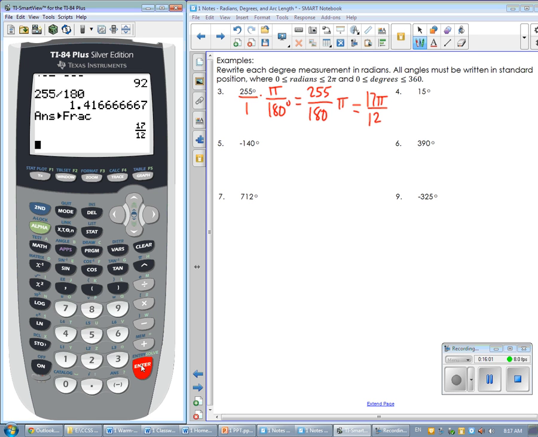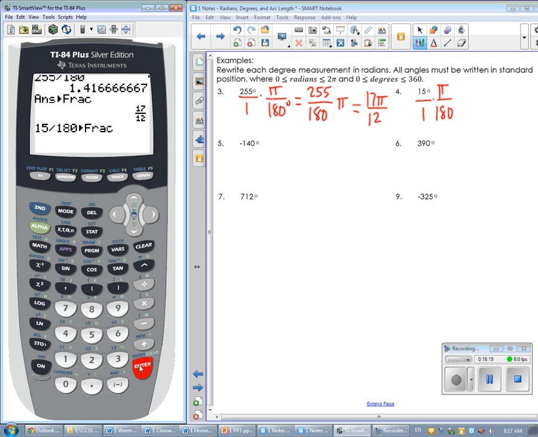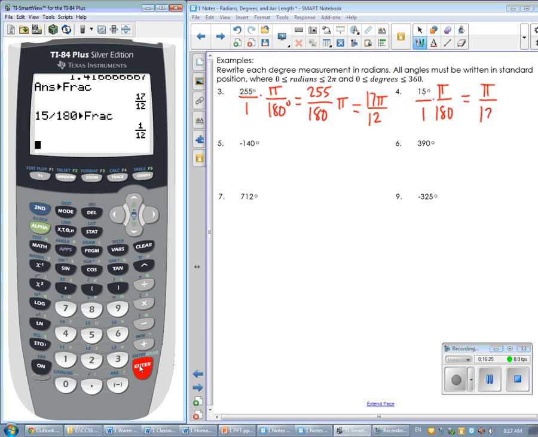So in number 4, we've got 15 degrees. If I want to convert that to radians, that means I need to multiply by a fraction that has the pi on top. Well, since I've got the 15, that's just 15 over 1. I'm essentially taking 15 divided by 180 and then changing that into a fraction in lowest terms. And that's equivalent to 1 over 12. I don't want to forget about the pi, though, so it's going to be equivalent to pi over 12.